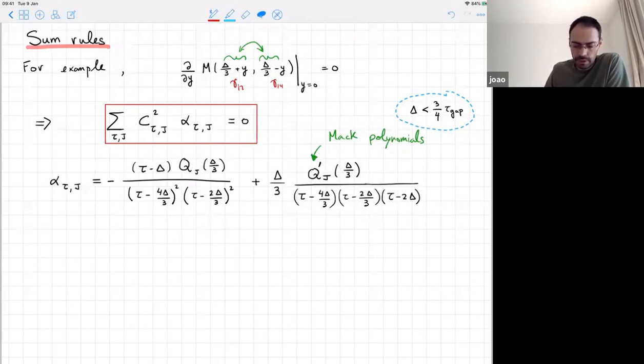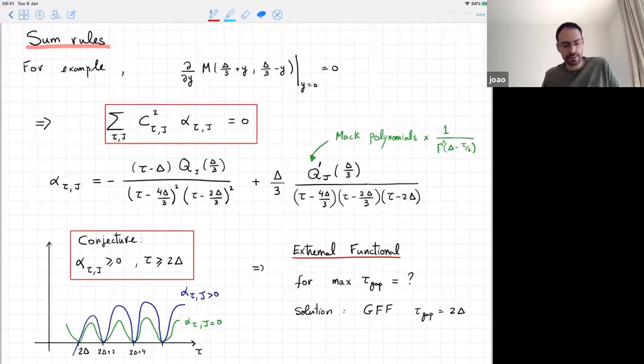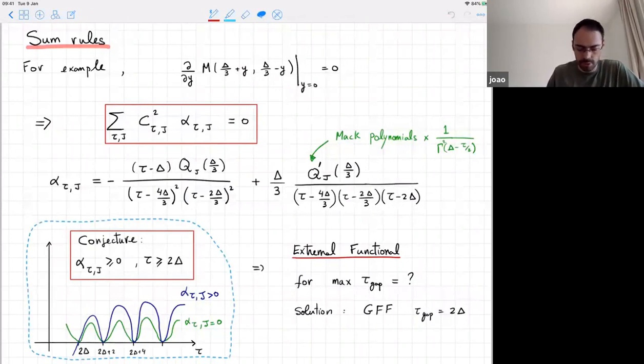why is this sum rule interesting? Well, first thing is that it's an extremal functional for generalized free theory. So if you plot this function alpha as a function of tau, you see that it has double zeros at all double twist operators, except the leading Regge trajectory. So it has a single zero exactly at 2 delta, and then it has double zeros at 2 delta plus 2 plus 4 plus 6. So this actually, we did extensive numerical checks, but we could not fully prove. We think it's true, but again, we don't have an analytic proof of this statement.